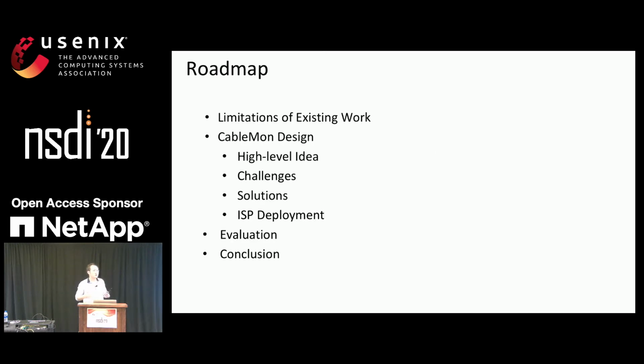This slide shows the roadmap of this talk. Firstly, I will introduce the limitations of the existing work. Then I will introduce our system, CableMon. I will start with the high-level ideas, followed by the challenges we face in designing CableMon. I will also propose solutions to these challenges, and suggest ways that ISPs can deploy our system. Also, I will present the evaluation results for our system and our conclusion. OK, so now I will start with the limitations of the existing work.